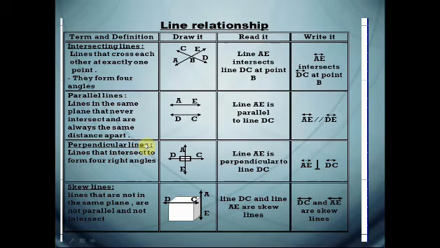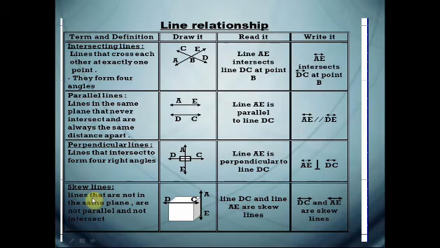Perpendicular lines. They are 2 lines that intersect to form right angles. In intersecting lines, there are no right angles. But in perpendicular lines, when they intersect, they form 4 right angles. Here we have line AE and line DC. They form 4 right angles. And this symbol represents perpendicular.